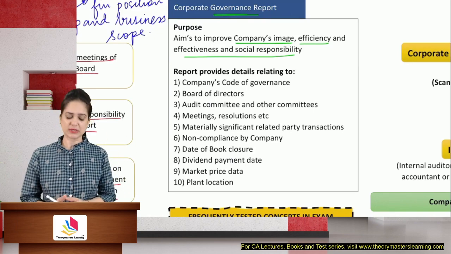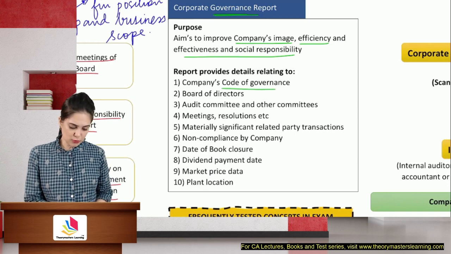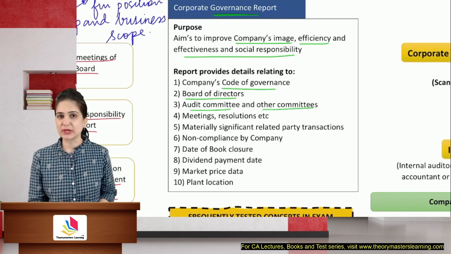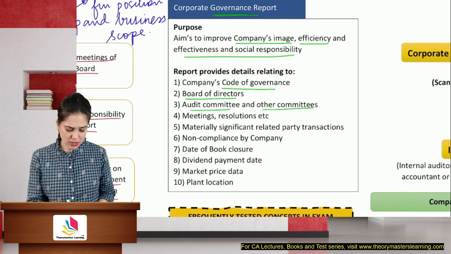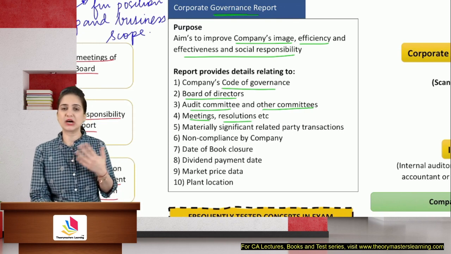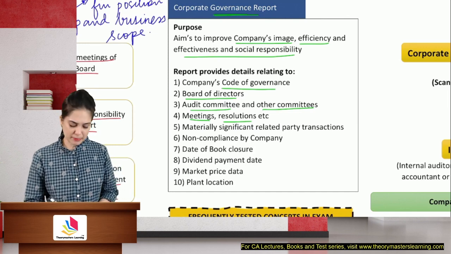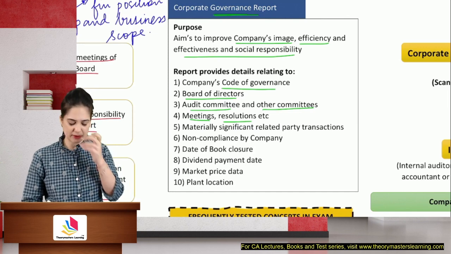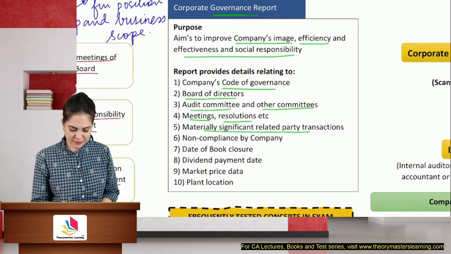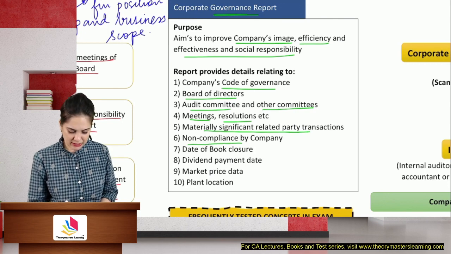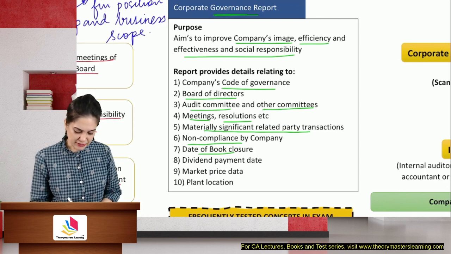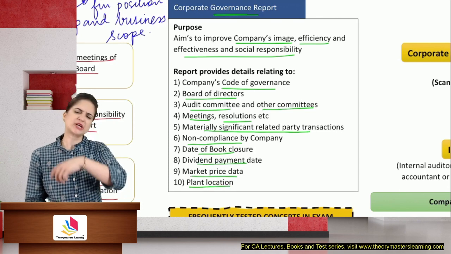These are good governance. The company's code of governance and the composition of the board of directors will be discussed over here. The audit committee and other committees, their formation will be discussed and their members pointed out. Meetings held in the year, the annual general meeting, the board of directors meetings, when the other meetings were held, the resolutions that were passed, and we will also mention the dates of the meetings and the people who had attended the board meeting. Materially significant related party transactions, non-compliance by the company, if any, date of book closure for declaration of dividend, dividend payment date, market price, plant location, and many other things.